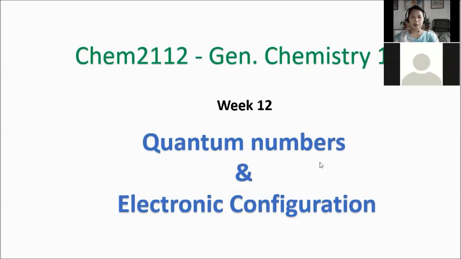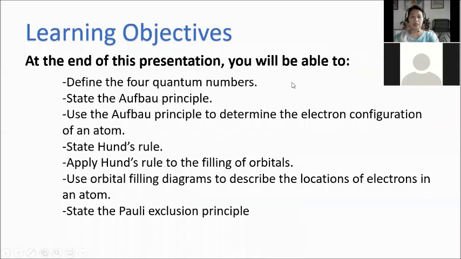Our topic is quantum numbers and electronic configuration. For our learning objectives, at the end of this presentation, you will be able to define the 4 quantum numbers, state the Aufbau principle, and use this principle to determine the electron configuration of an atom. State Hund's rule and apply this rule to the filling of orbitals, and use orbital filling diagrams to describe the location of electrons in an atom. And lastly, state the Pauli exclusion principle.